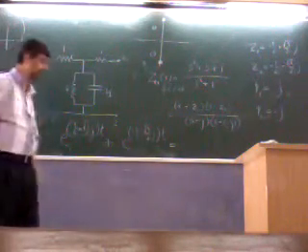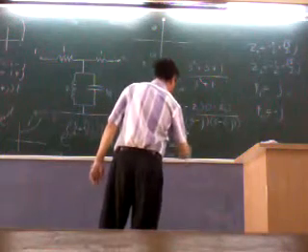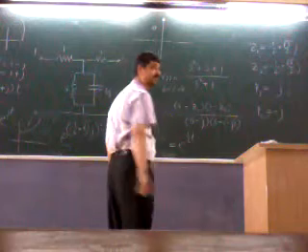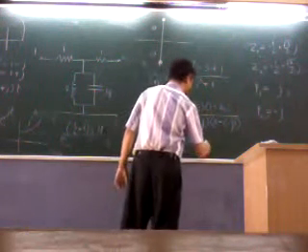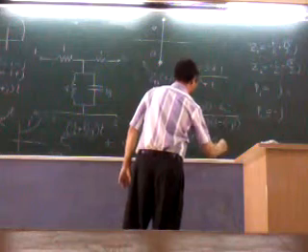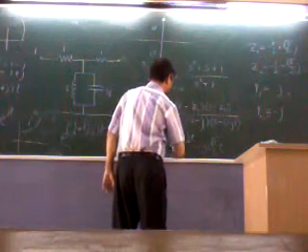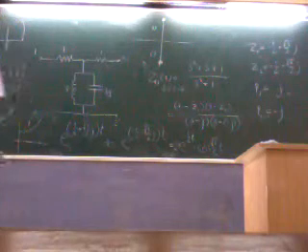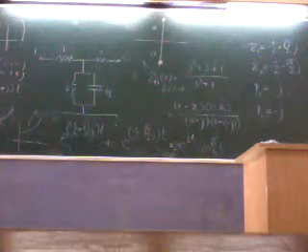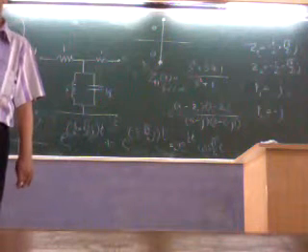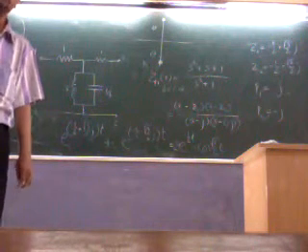This would be equal to e raised to minus half t into cosine of root 3 by 2 t into 2. So it would be a particular decaying cosine signal.